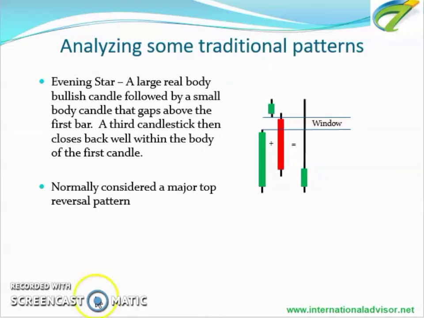Then evening star, a large real body bullish candle followed by a small body candle that gaps above the first bar. A third candle then closes back well within the body of the first candle. So if you add these, you will get like this. So this is a shooting star candle pattern, normally considered a major top reversal pattern. With a bullish candle, then the gap, another bullish candle, and then the falling candle is reversed, making a huge wick, which is very much helpful for reversal patterns in the formation of midterm tops.